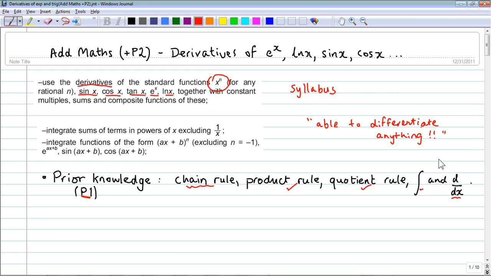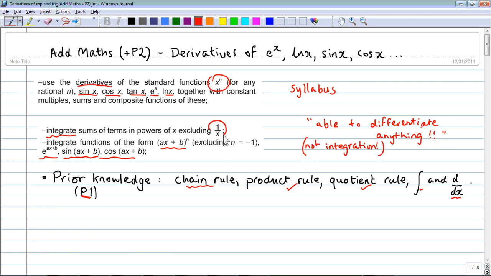Now, it isn't really true for integration. So if we think about the integration section here, they give you certain functions, this function, this function, this function, this function, and they expect you to be able to integrate them, but they don't expect you to be able to integrate anything, because it's a much more difficult problem.